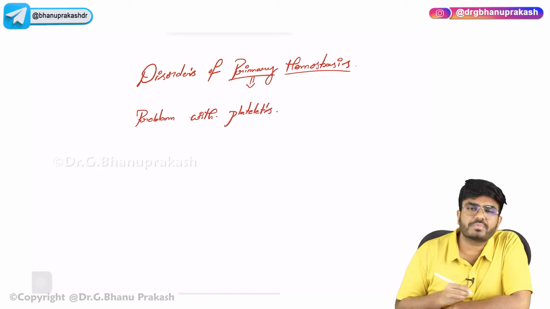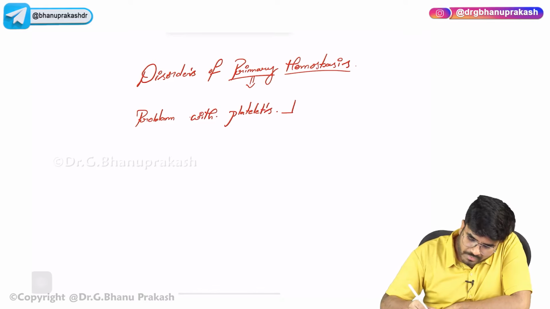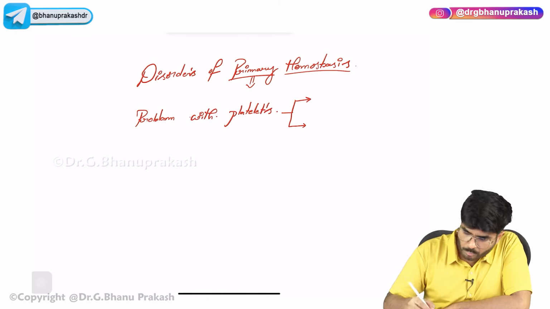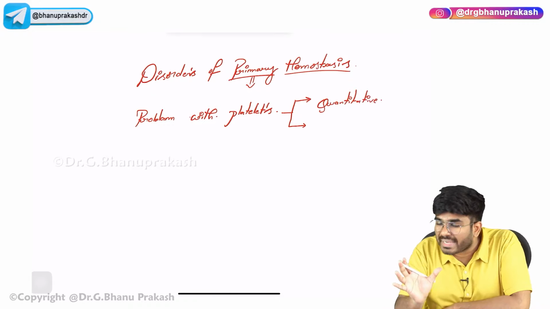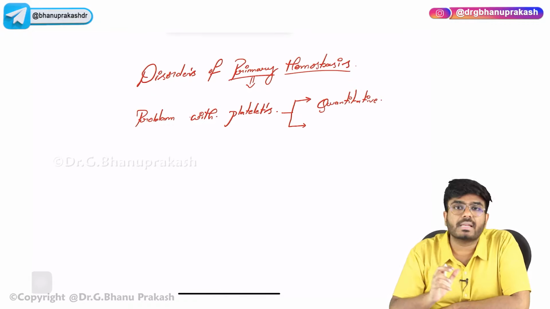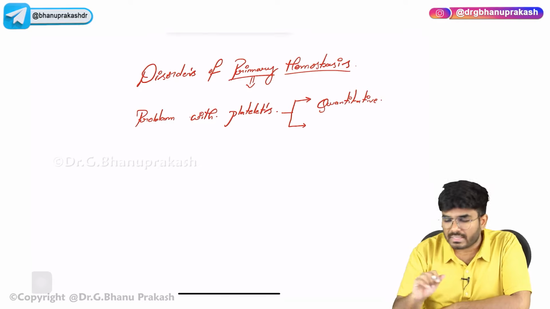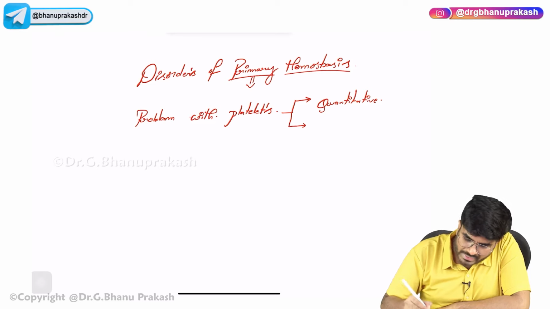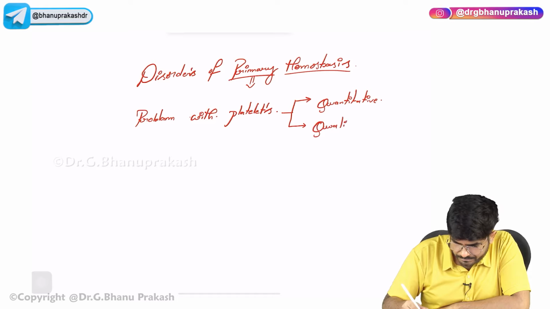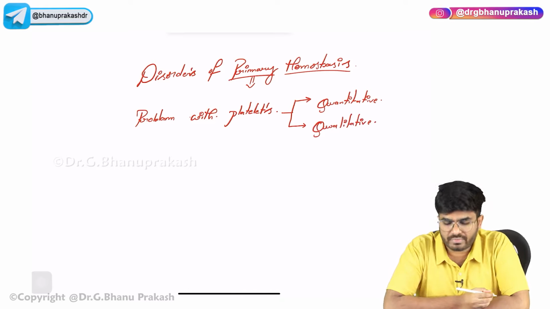Now what kind of problems, if you ask me? See, there are two types of problems you can have with the platelets. One is the quantitative problem, meaning the number of platelets, how many platelets are there, the platelets are going down. Second one is the qualitative problem, meaning the quality is affected. Qualitative defects as well as quantitative defects.